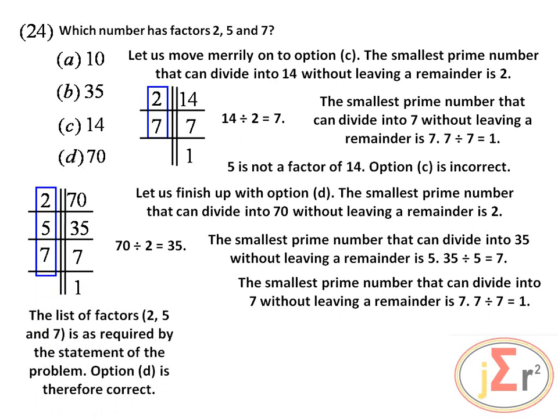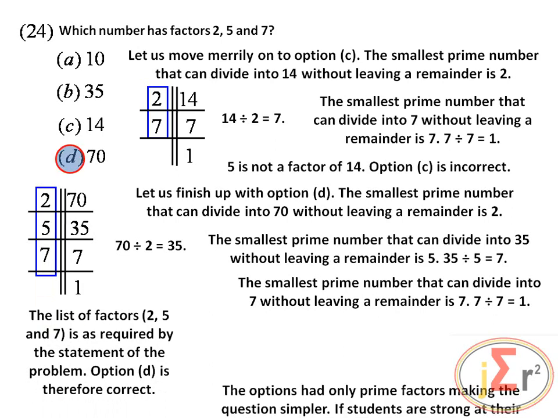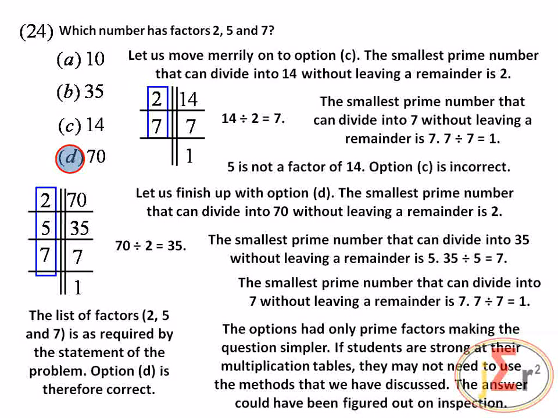And there we have them, 2, 5, and 7. The list of factors 2, 5, and 7, as required by the statement of the problem, is present in option D. So that is our correct answer. The options had only prime factors, making the question simpler.